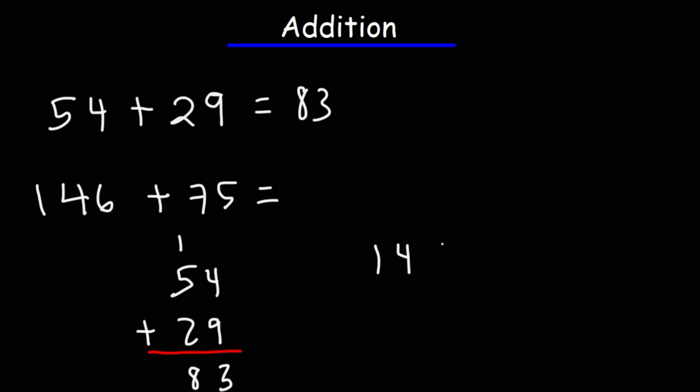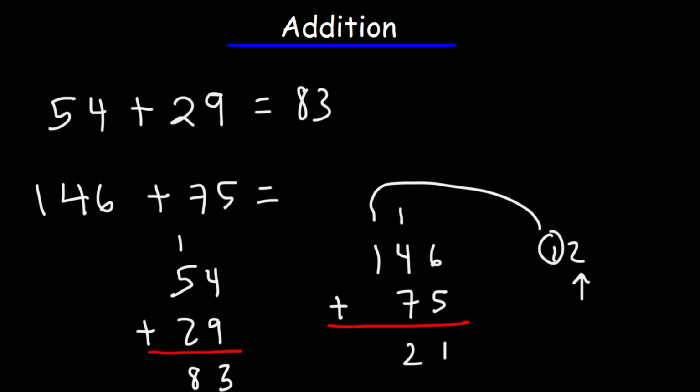For the second example, we have 146, and 75. So let's add the first column of numbers. 6 plus 5 is 11. So we have 1, we'll carry over the other 1. And then 1 plus 4 is 5, plus 7 is 12. So we're going to write the 2, carry over the 1 here to the third column. 1 plus 1 is 2. So the answer is 221.